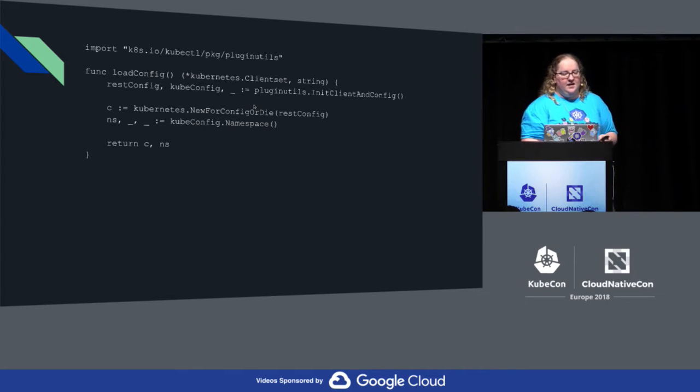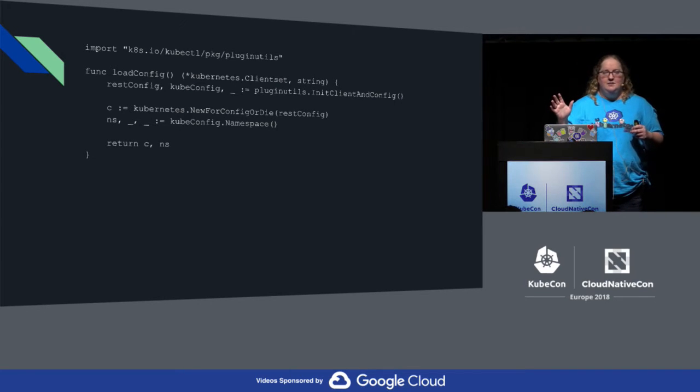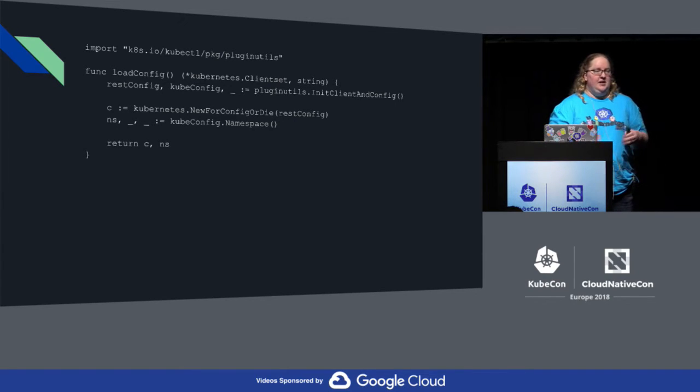So for my little kill plugin, all I had to do was say init client and config, and then make up my config object, grab off the current namespace. The reason why that's important is because not everyone uses --namespace. Sometimes it's set on the kube context itself, so this is where you get that information. And over time, we're hoping to build this up so more common tasks end up being shared with everyone writing plugins.